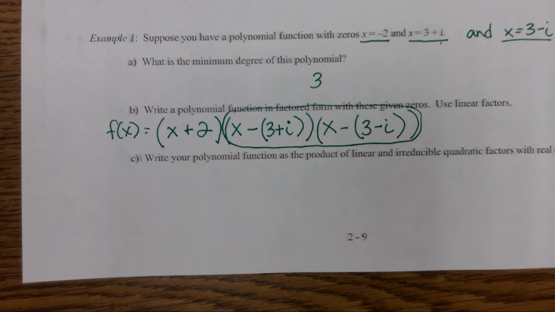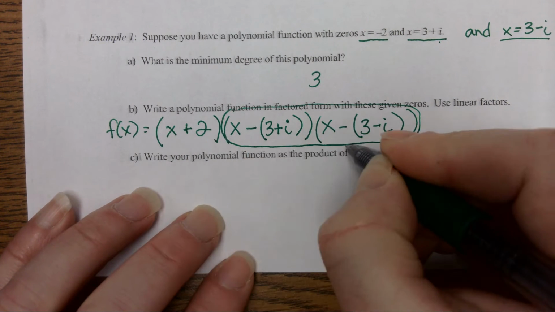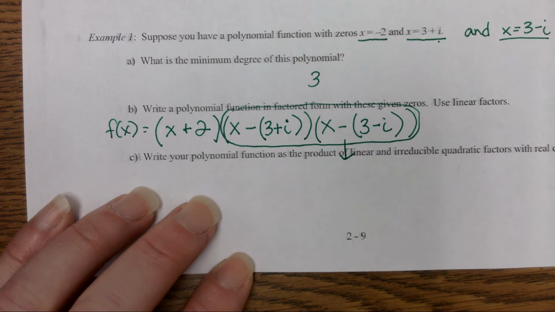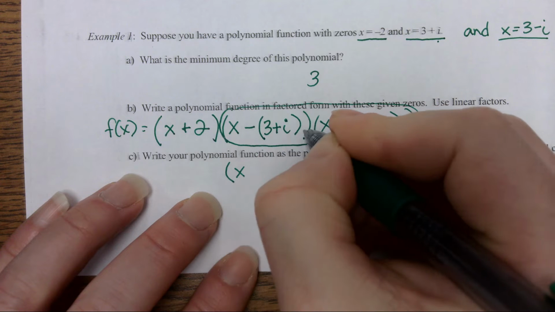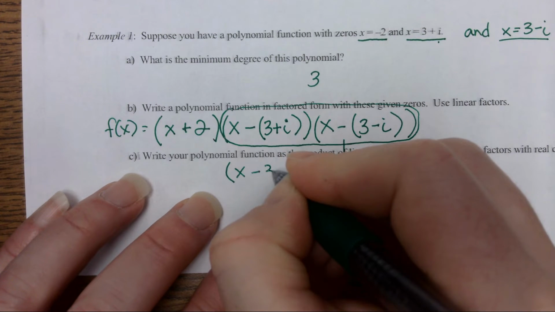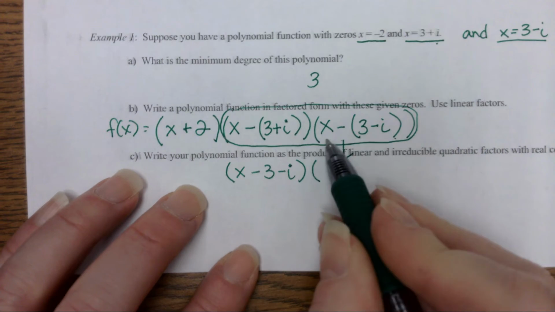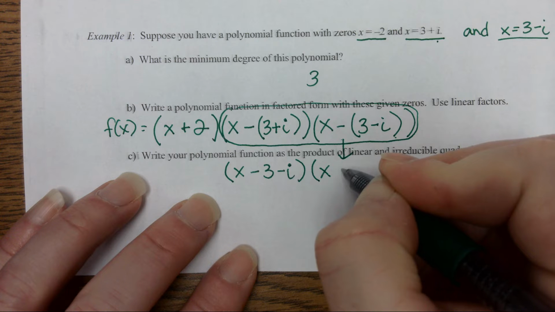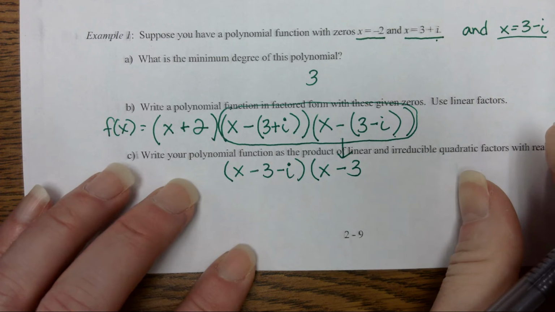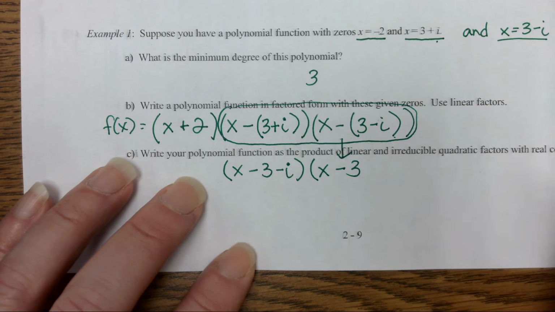So now it's going to be a little long, I'm going to be honest with you. Okay? So I'm going to multiply those two together out here. I am going to distribute this negative, so that becomes x minus 3 minus i. What would this become then? x minus 3, if I distribute that negative, plus i.